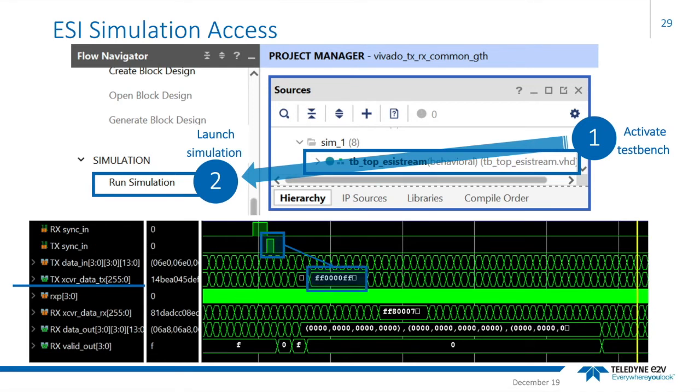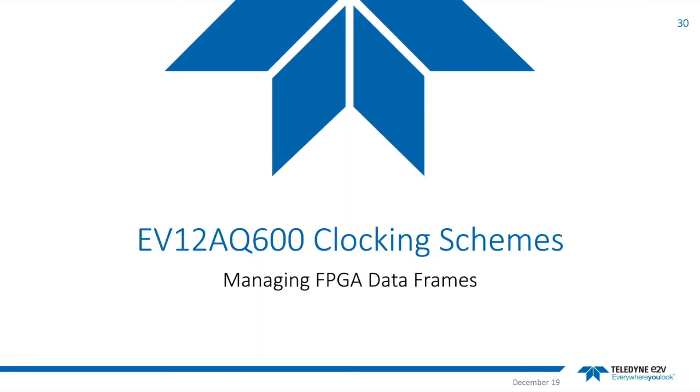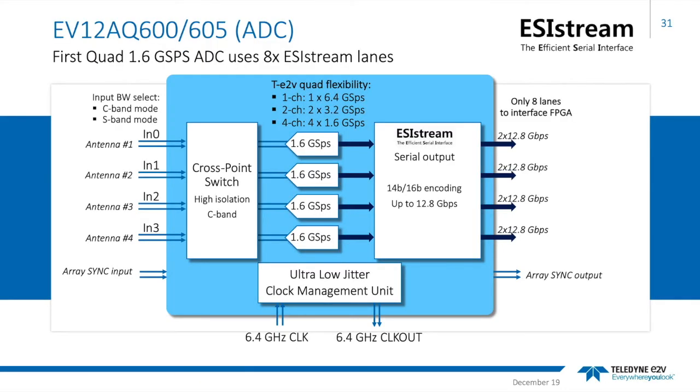I encourage you to interact with this project if you're keen to more deeply understand the ESIstream protocol in action. I'd now like to take the opportunity to talk a little bit more in detail about a device that implements ESIstream, namely the EV12AQ600. In doing so, we'll look at some of the clocking issues and how to manage data framing within the FPGA. This block diagram provides a high-level view of the data converter.